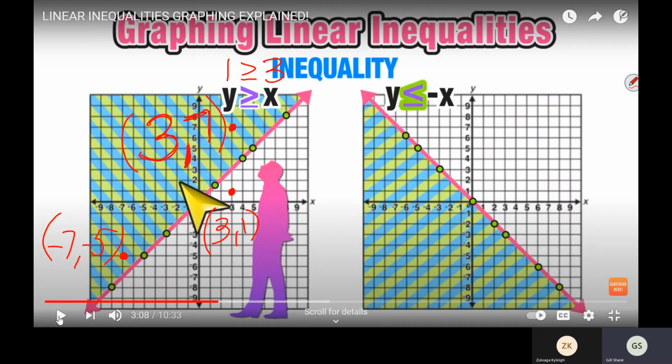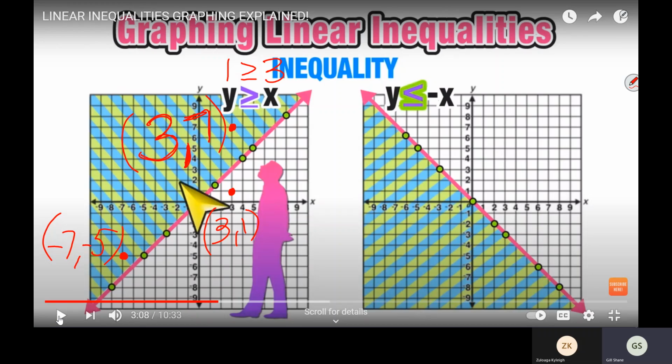That's the way that you're thinking about that question. So no, the number 1 is not greater than 3 and it's not equal to 3. So the answer to that is no. That is false, which it should be because it's not in the shaded region.